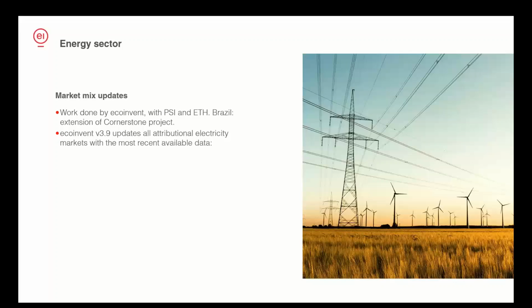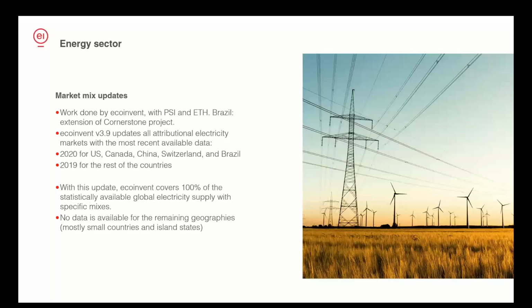So, as I was saying, as every year, we have updated production volumes, trade volumes, and loss volumes of the electricity markets in all attributional system models, meaning cutoff, APOS, and EN 15804. We have updated all those parameters to the most recent available data, which in this case means that the database represents now the mixes valid for 2020 in US, Canada, China, Switzerland, and Brazil, and it represents the 2019 mixes for the rest of the countries. With this update, the ecoinvent database covers 100% of the statistically available global electricity supply with specific mixes.